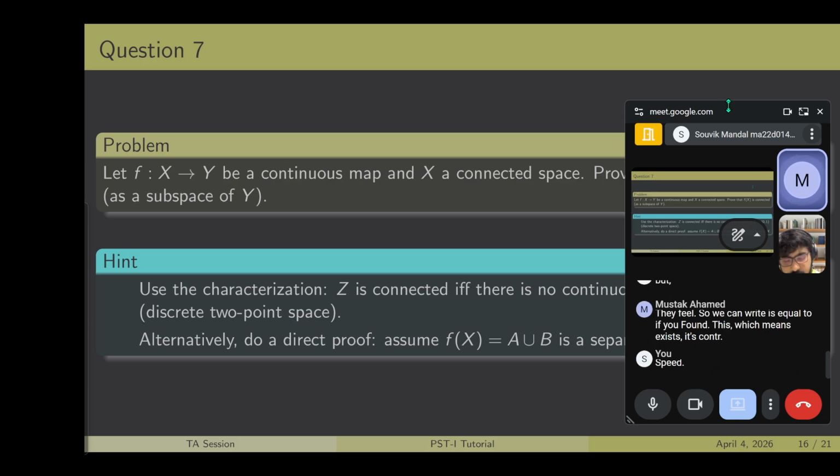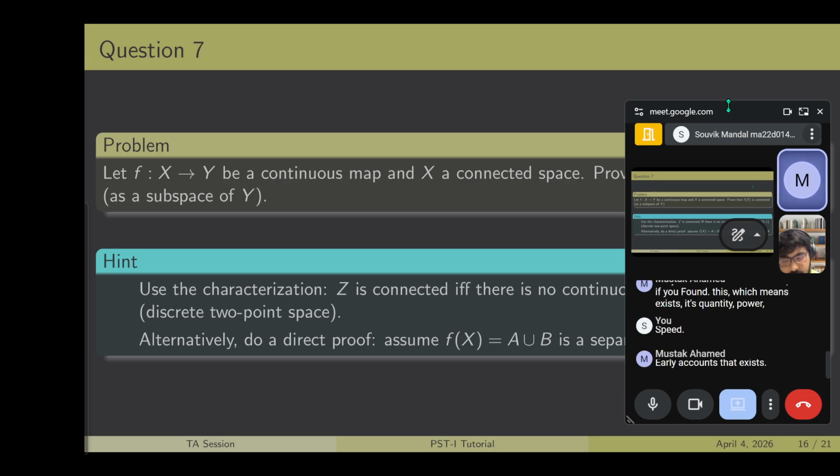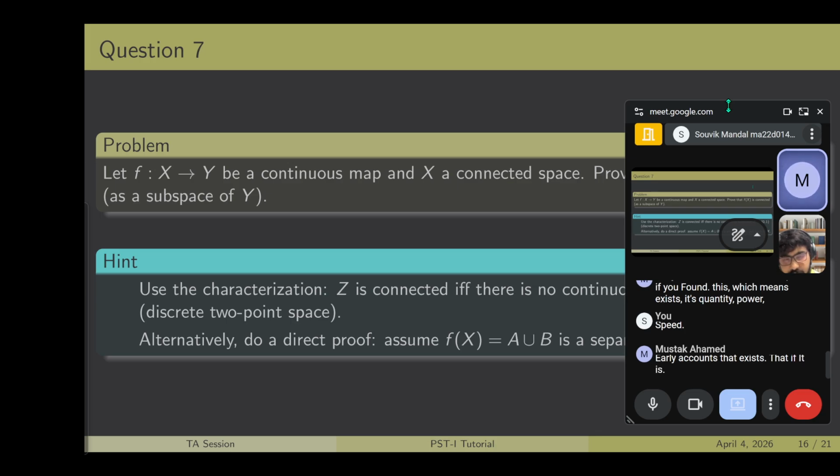This contradicts our earlier assumption that X is connected. Therefore, if X is connected, it cannot be disconnected. It must be connected. Correct. Absolutely correct.